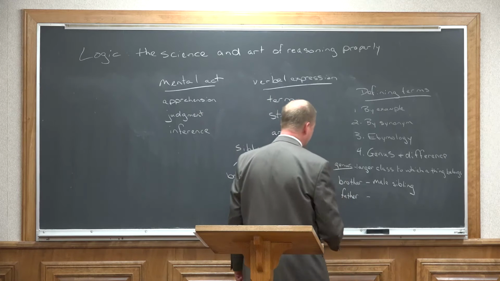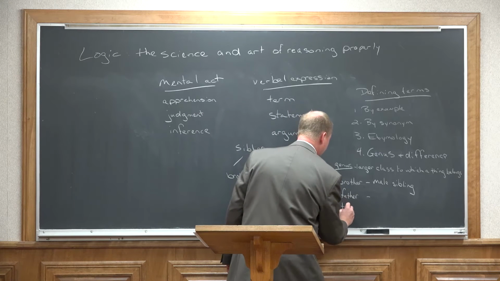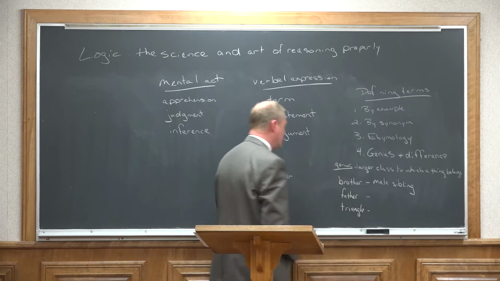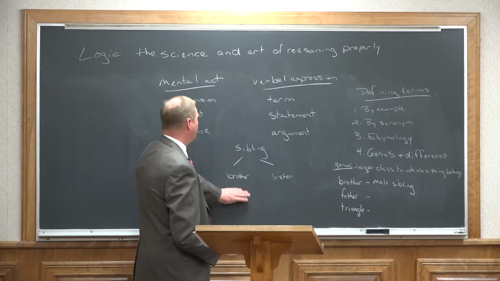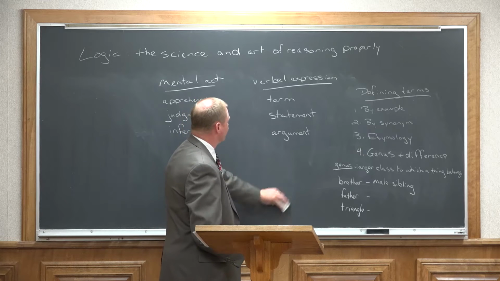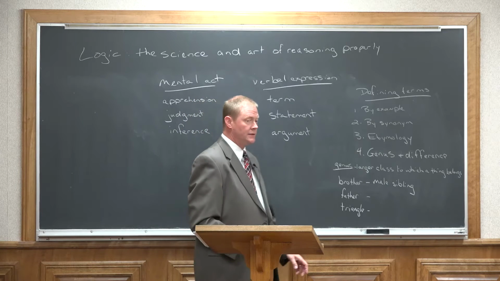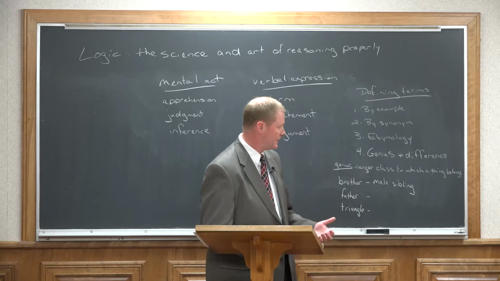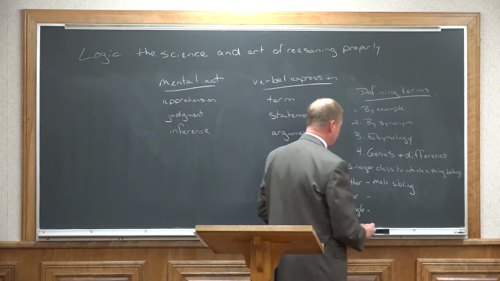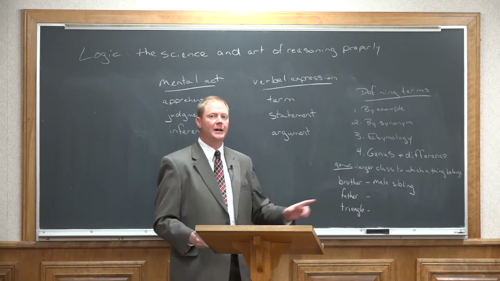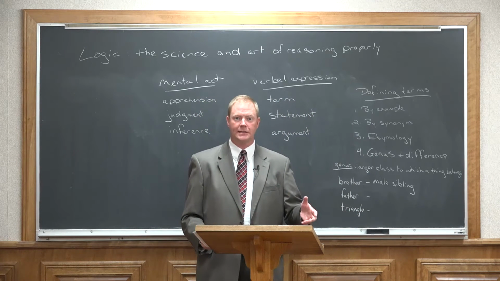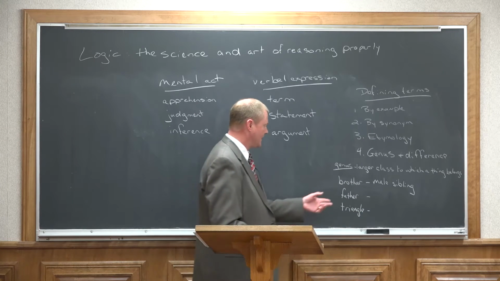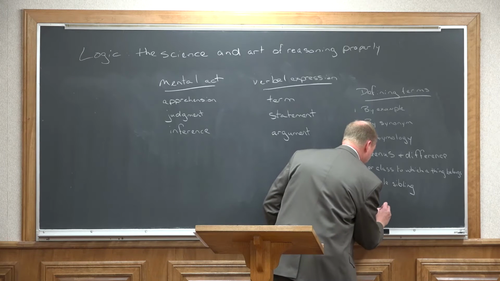All right, let's go to a different class of things. Let's use triangle. A triangle, the genus of triangle is a polygon. So a triangle then, what makes it different from other polygons like rectangles or pentagons or hexagons is that it is a 3-sided polygon.